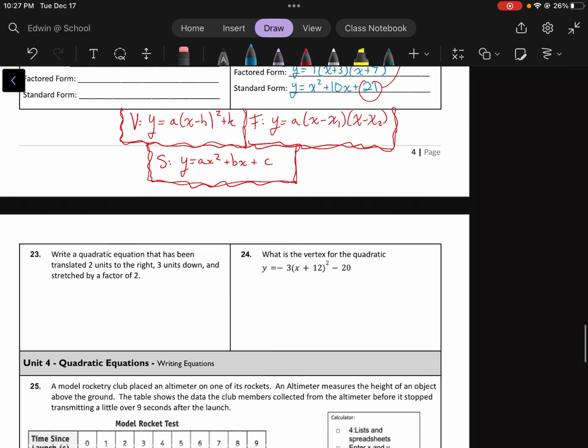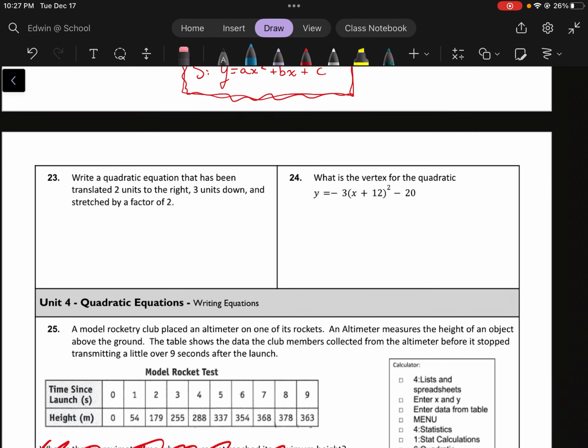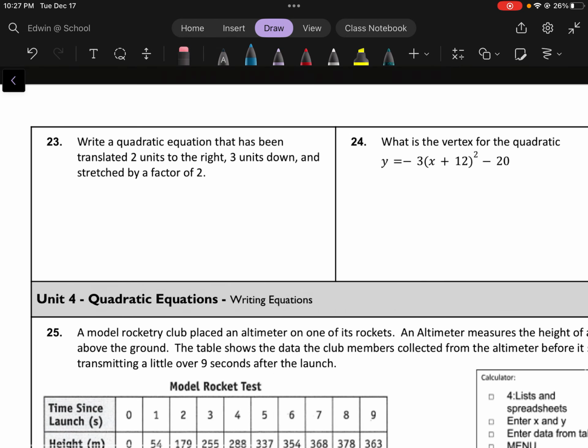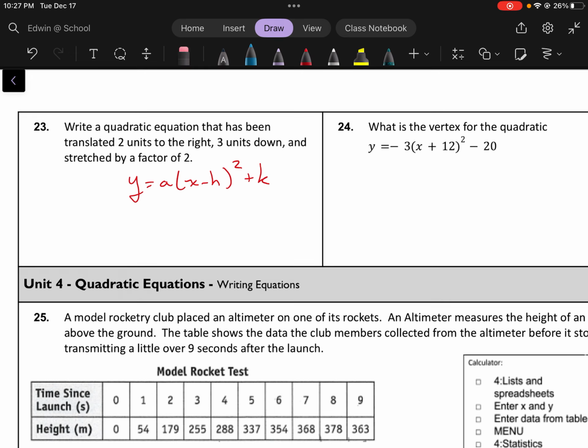Okay, so we just have a few more questions and then we're done. Let's just finish strong. So these look very similar to the other ones that we went over about absolute value. So let's write a quadratic equation that has been translated 2 to the right, 3 units down, and stretched by a factor of 2. And the key to solving these types of questions is to keep this vertex form in mind.